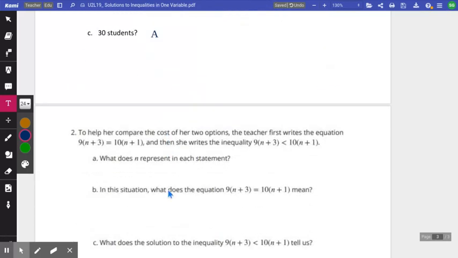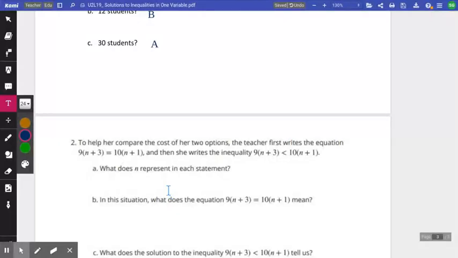Moving to the second part here, it says to help her compare the cost of her 2 options, the teacher first writes the equation 9 times n plus 3 equals 10 times n plus 1. And then she writes the inequality 9 times n plus 3 is less than 10 times n plus 1. The first question is asking us what n represents in each statement.